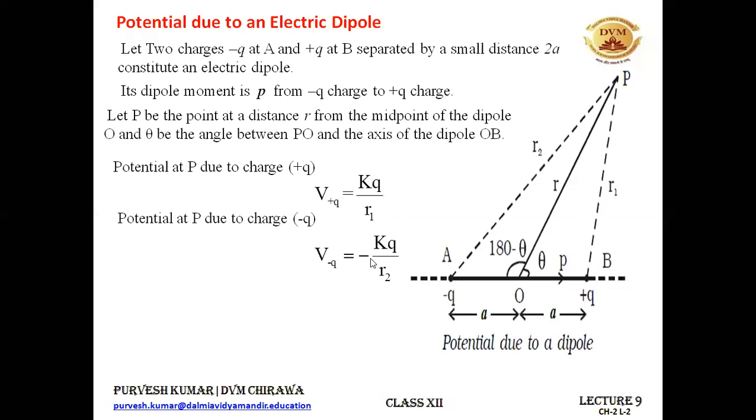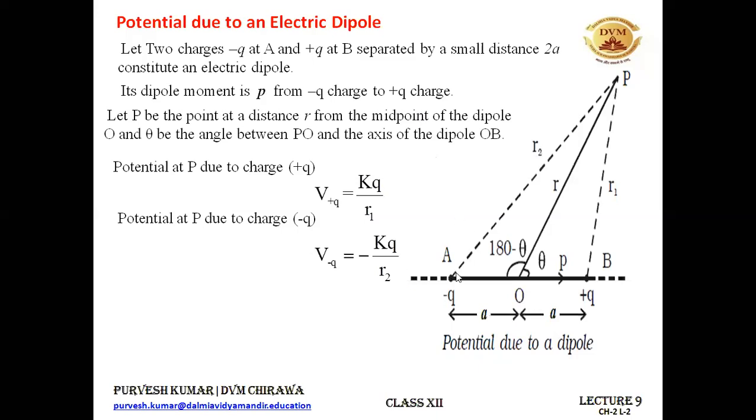Why have we taken minus? Because electric potential is a scalar quantity, and in scalar quantities we need to take the sign into consideration. In a vector, the sign only gives us the direction, but in the case of a scalar we need to take the sign also. So we have taken the sign for this minus q charge. That's why it becomes minus kq upon R2. R2 is the distance between point P and A.